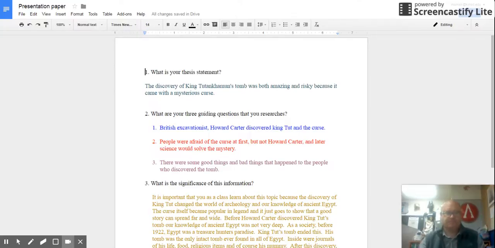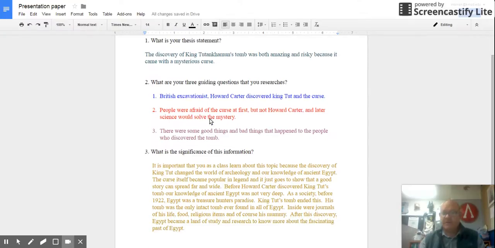And it is. And here are my three support items, the three information pieces that I looked up. When I did my paper, I broke my paper into three evidence pieces. The first one was British excavationist Howard Carter discovered King Tut and the curse. The next one is people were afraid of the curse at first, but not Howard Carter, and later science would solve the mystery. And finally, my third piece, and you remember these are all paragraphs in my paper, there were some good things and bad things that happened to the people who discovered the tomb.